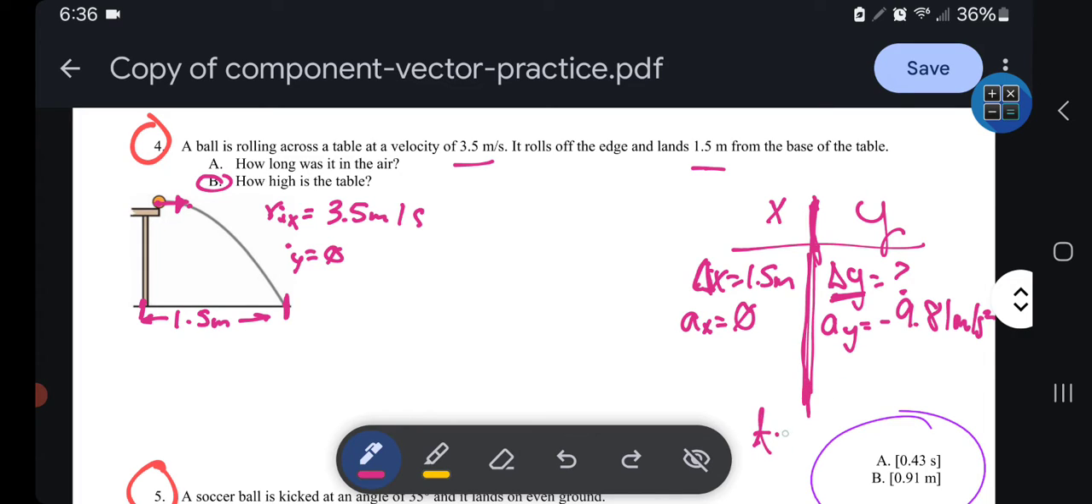We don't know time. I like to put it down here because remember, it's a scalar quantity and it can be used in both your x and your y. I know my velocity initial in my x is 3.5 meters per second. Velocity initial in my y is 0. Alright, I know 3 values in my x, but that doesn't actually give enough.